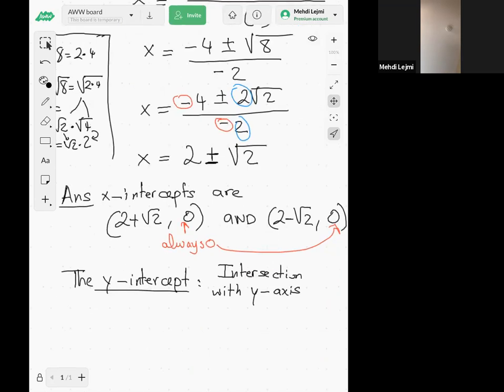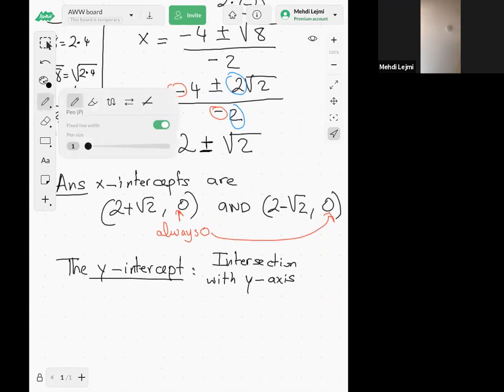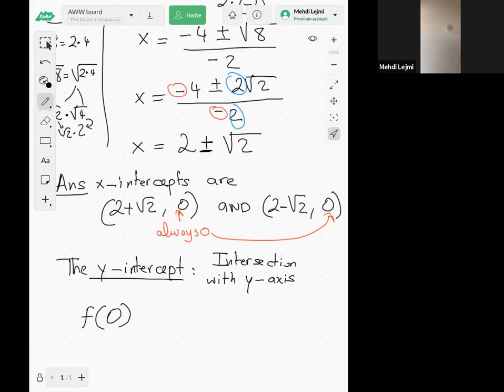For the y-intercept, the x is going to be 0. So you have to plug 0 into the function f. You have to evaluate f of 0. Always evaluate f of 0. So that's -0 squared plus 4 times 0 minus 2. So it's actually -2.